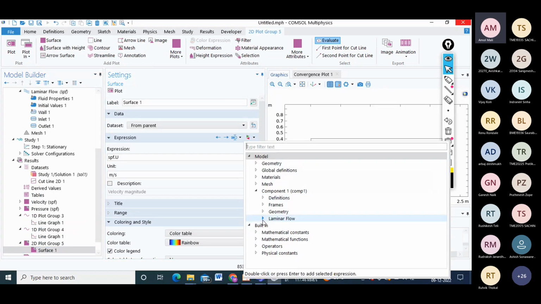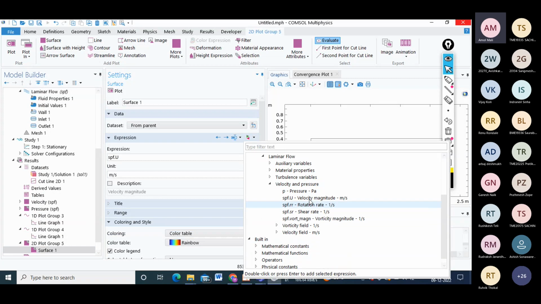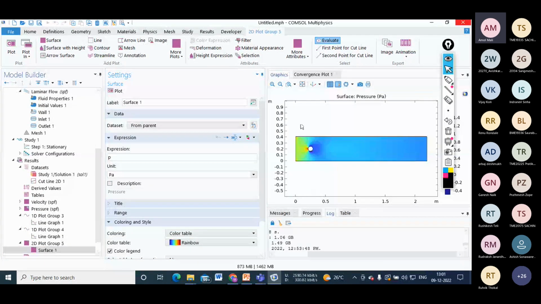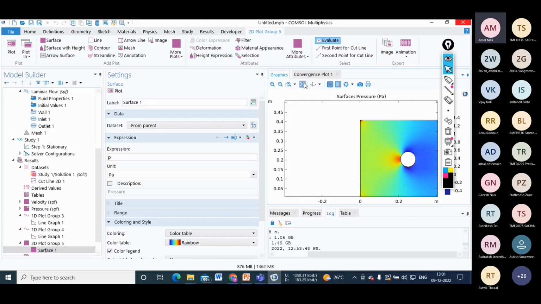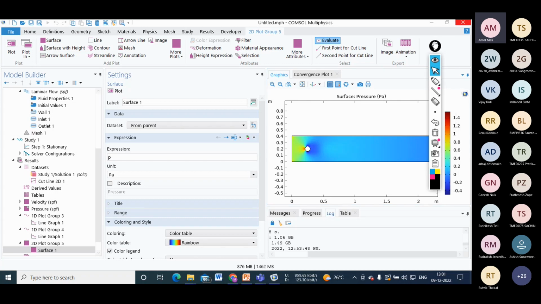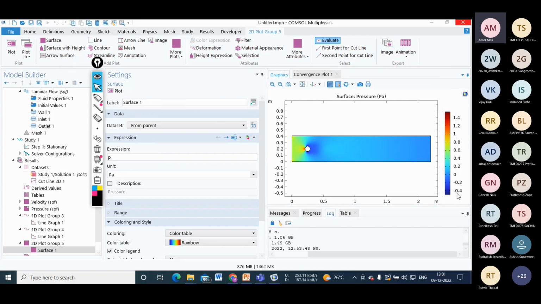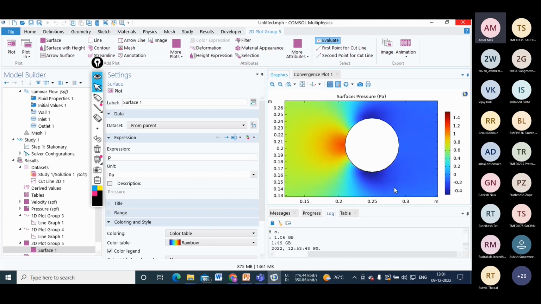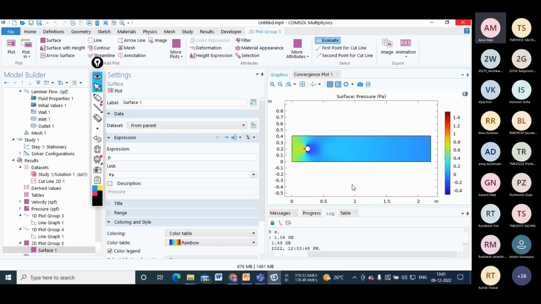Again I will click here on the two arrows, velocity and pressure. Okay, so here you can see this is the pressure distribution. Minimum pressure is present at the back side of this obstacle, but where will you get the maximum pressure? On that obstacle you will get the maximum pressure. You can find that also with the help of the 1D plot group. Okay, do you understand? Are you getting it?